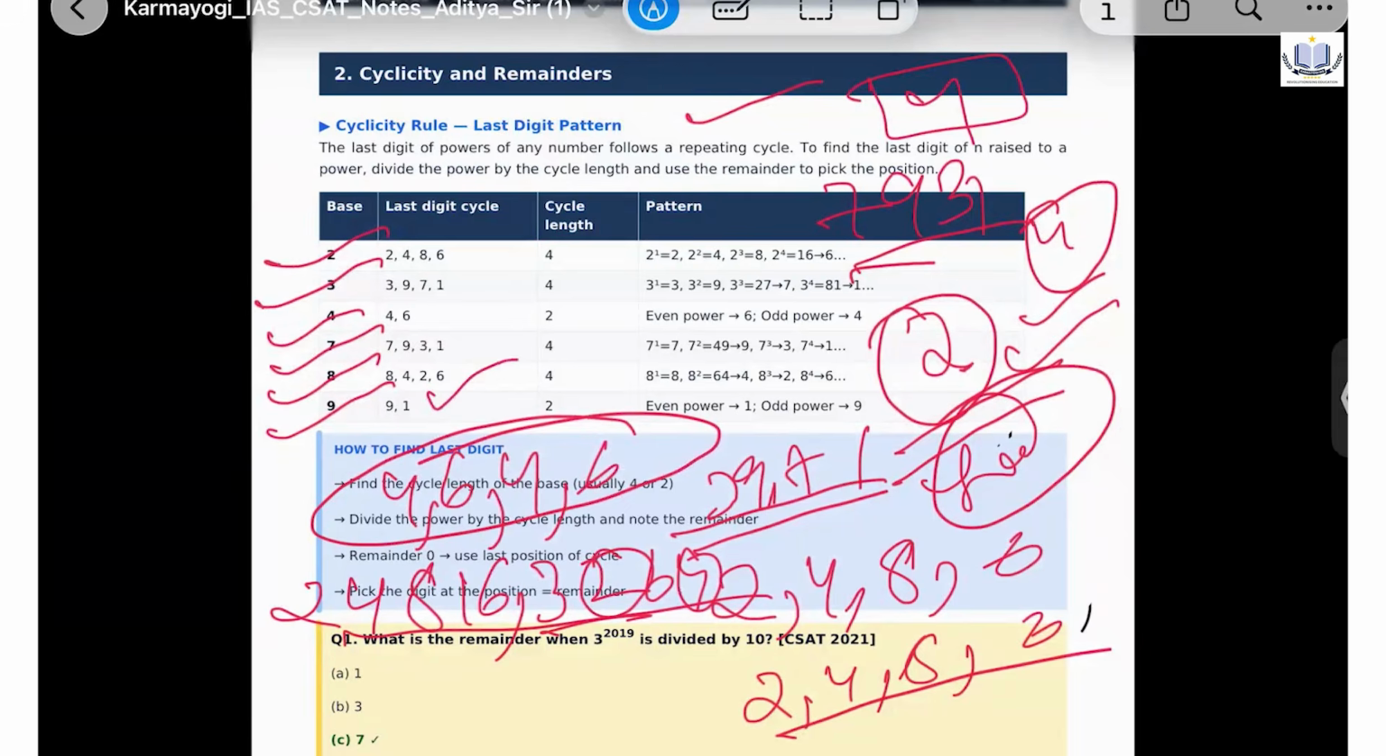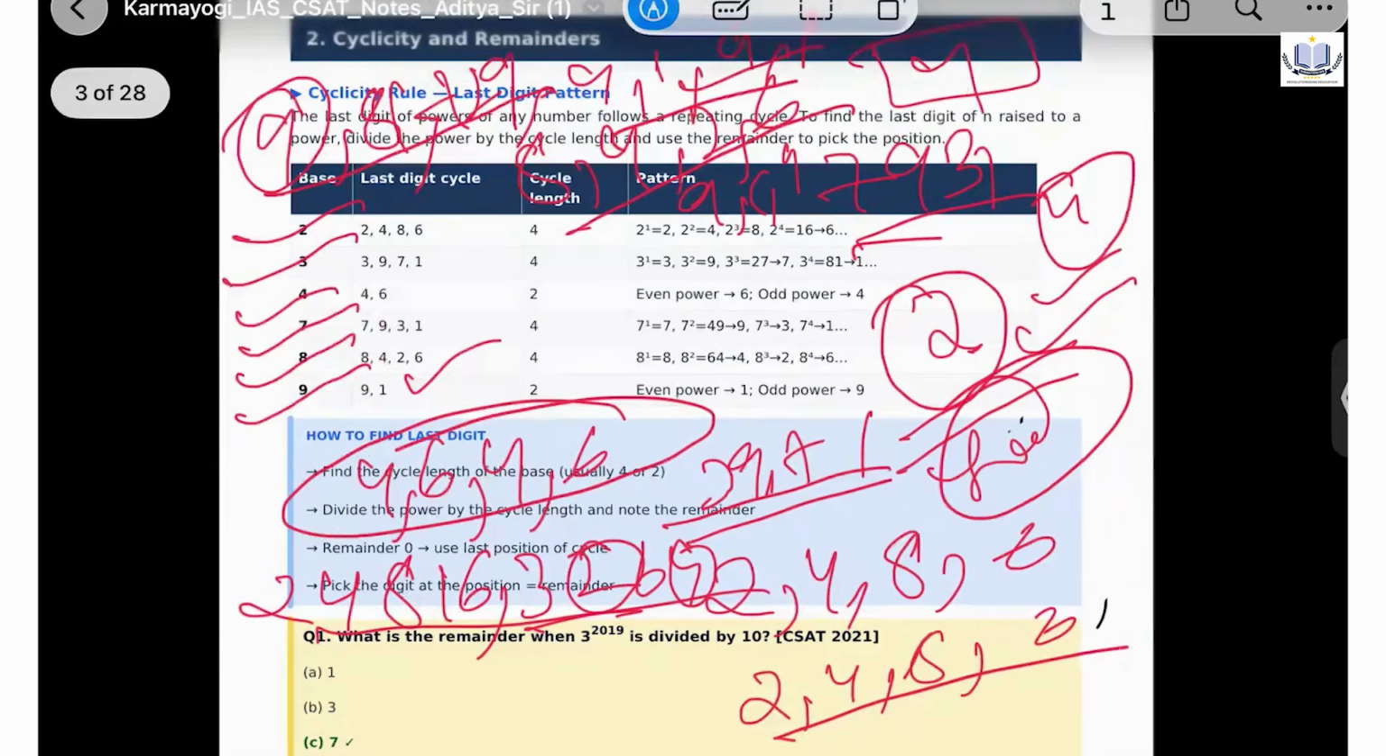For 8, it will repeat like 8, 4, 2, 6. And for 9, it will go in a 2 ka block, 9, 1, 9, 1. Yes, 9 ka square will be 81. And 9 ka cube will be 729. Again, it will go like this, 9, 1, 9, 1, 9, 1. For unit digit.